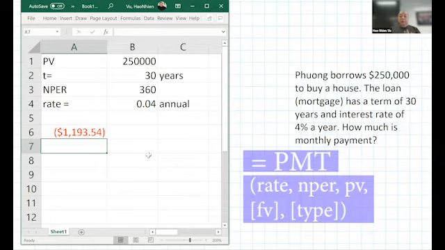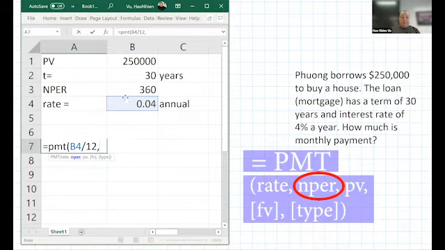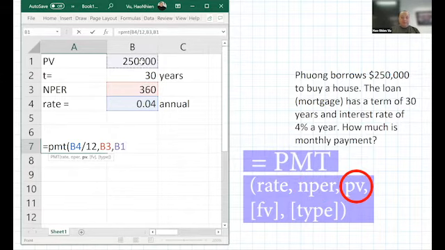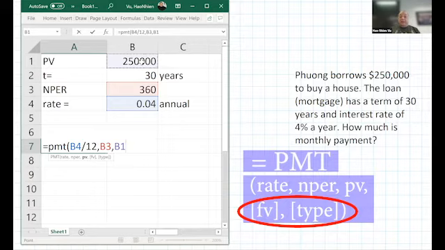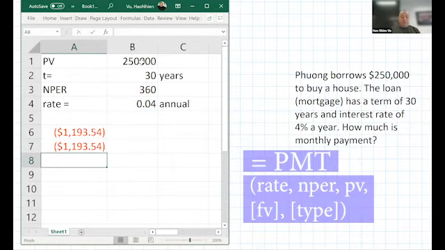Let me do the whole calculation again without the two default values. Equals PMT. First information is rate, which is this number divided by 12. Second information is number of periods, which is this number, comma. Present value is this number. And then the last two values, because I'm using the default values, I'm just going to close out the parentheses without typing them. You remember the bracket in the Excel information means optional. So close paren and hit enter, and yep, I get the same answer, $1,193.54, as a negative number because it's money we pay out.